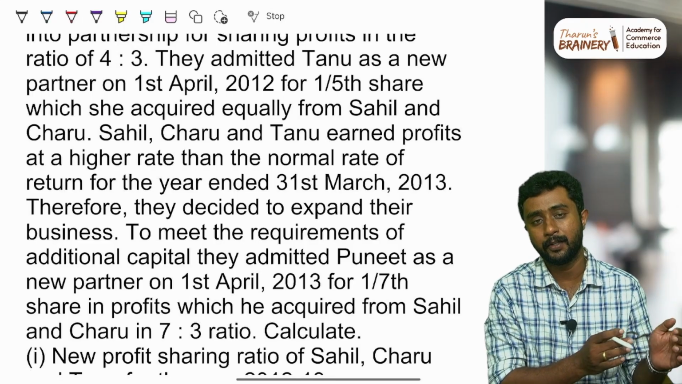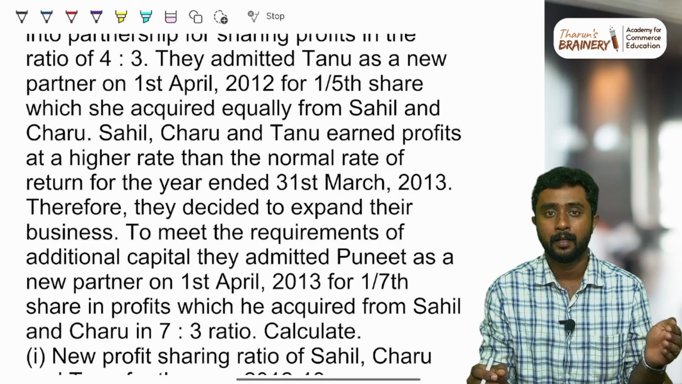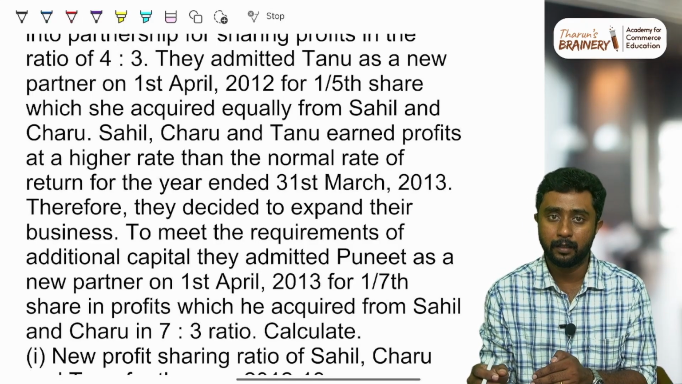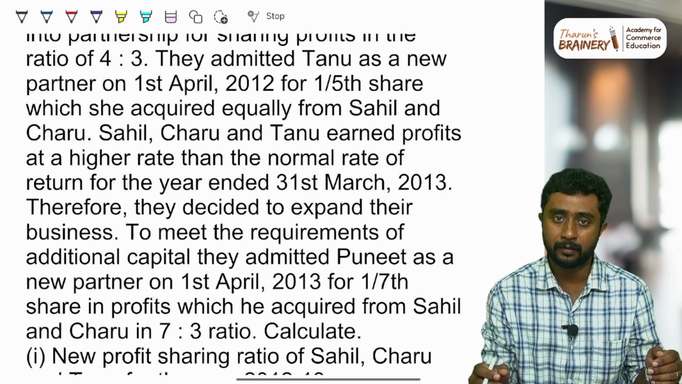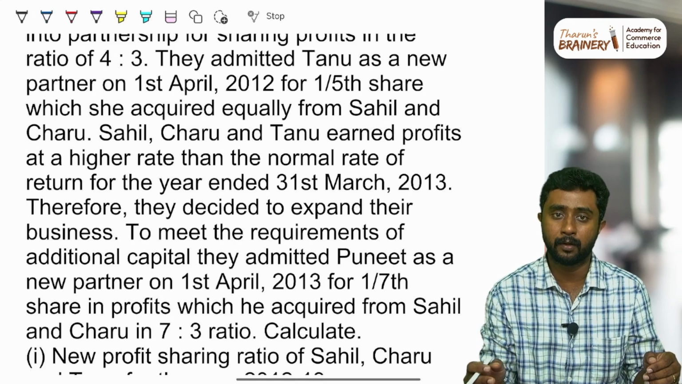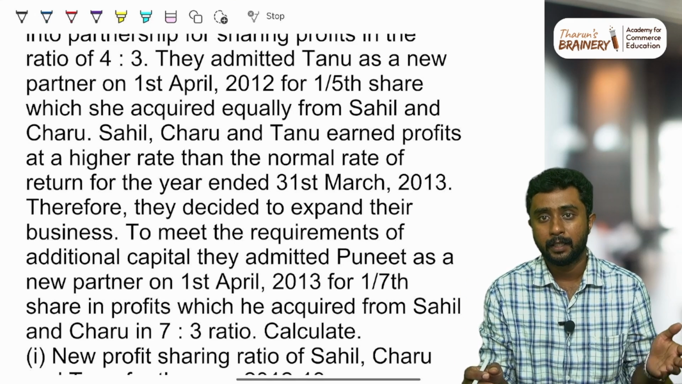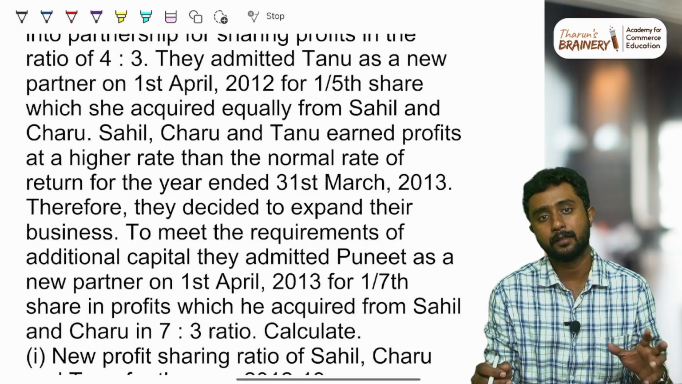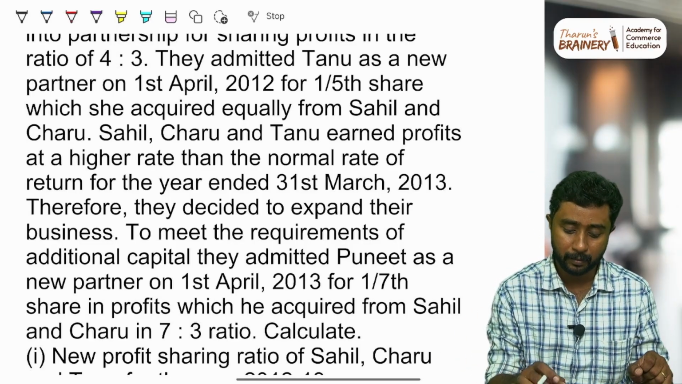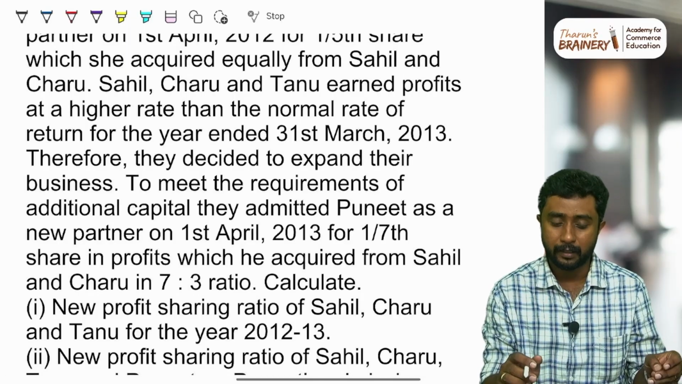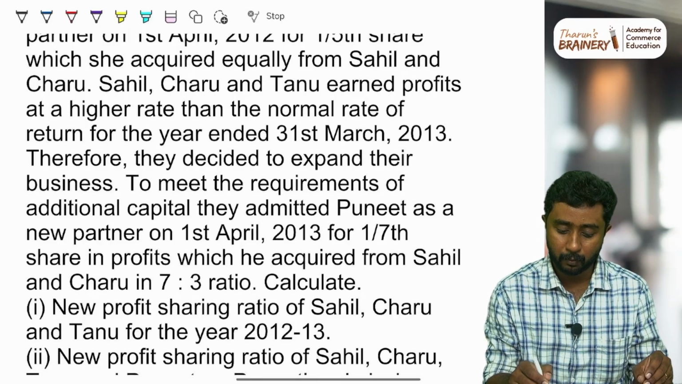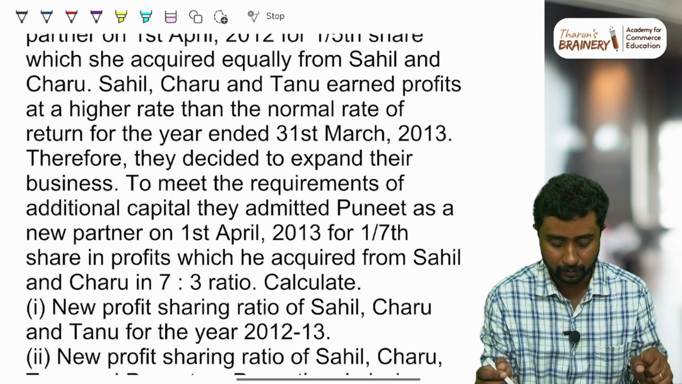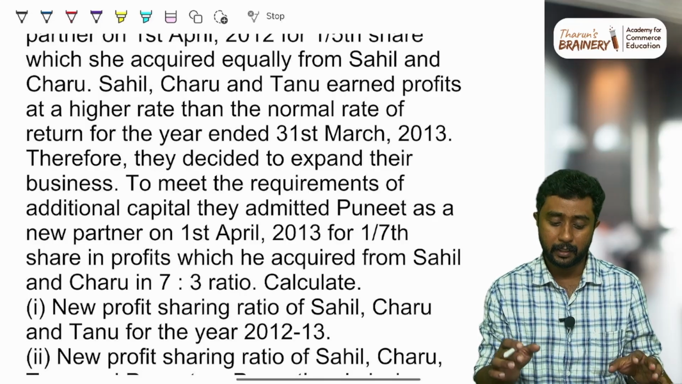Initially there were only two partners. Later they gave admission to one more partner and they continued running the business and started earning profits. Afterwards they felt they needed more capital so that they could expand. So for that purpose they are giving admission to another partner, again for 1/7 share of profits, which he acquired from Sahil and Charu in the ratio of 7:3. This much detail is given.